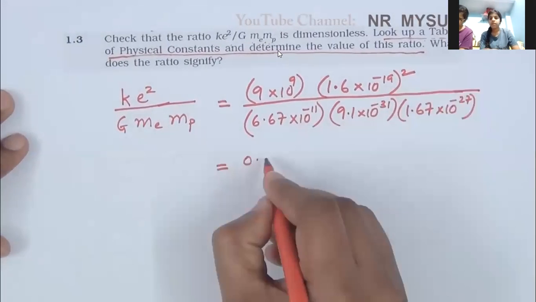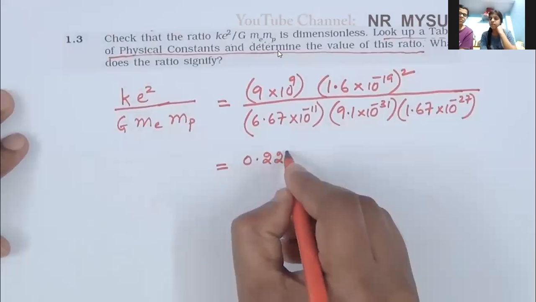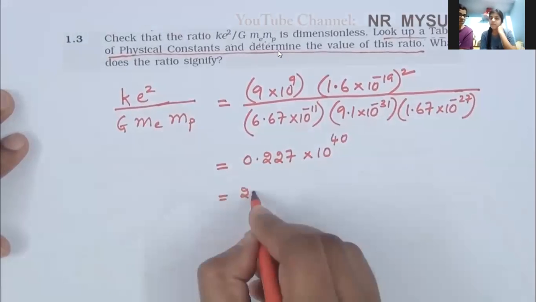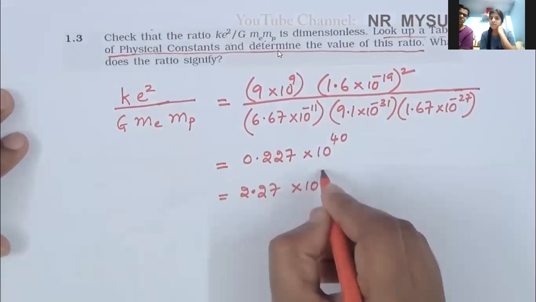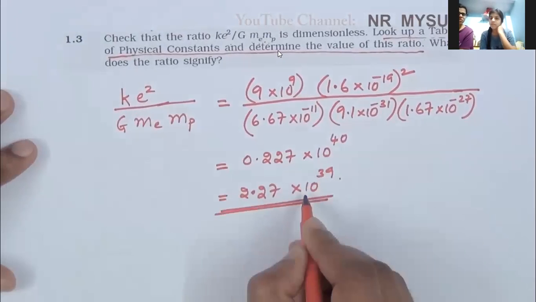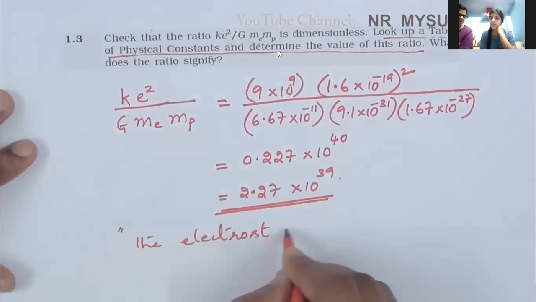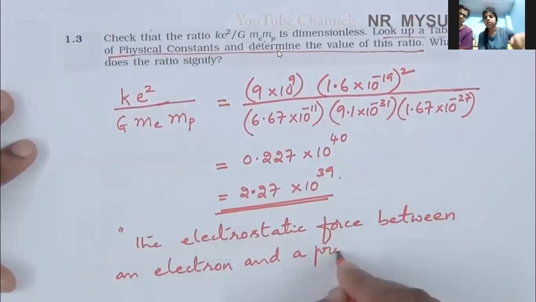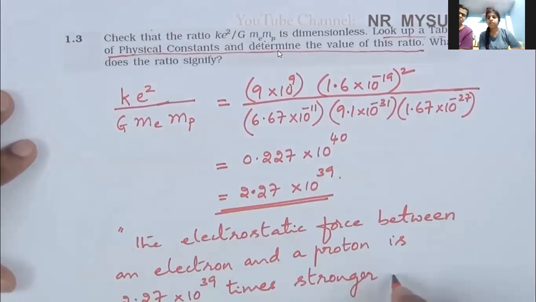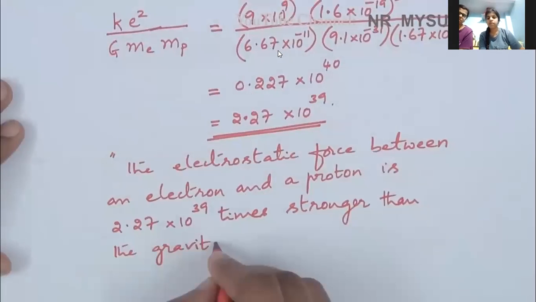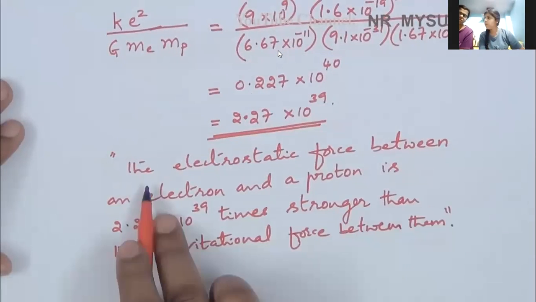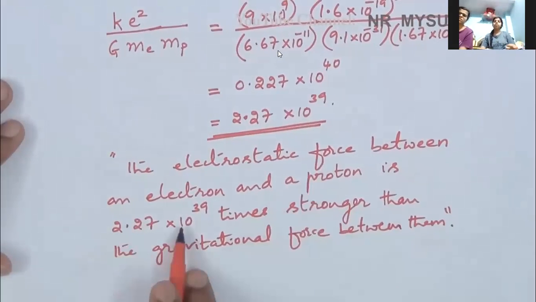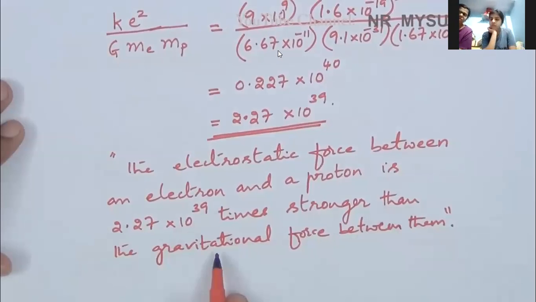It turns out to be 0.227 × 10^40, or 2.27 × 10^39. This number signifies that the electrostatic force between an electron and a proton is 2.27 × 10^39 times stronger than the gravitational force between them.